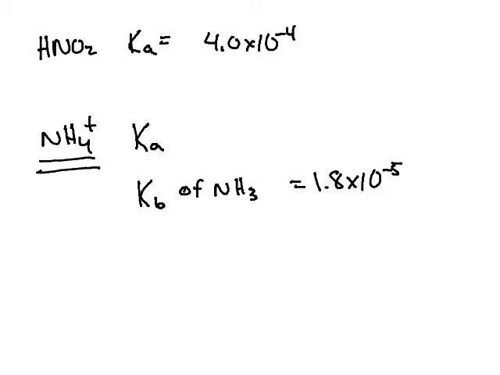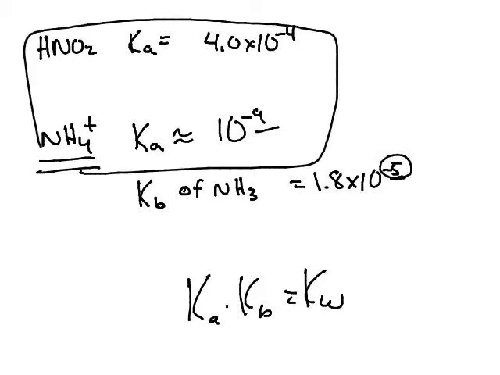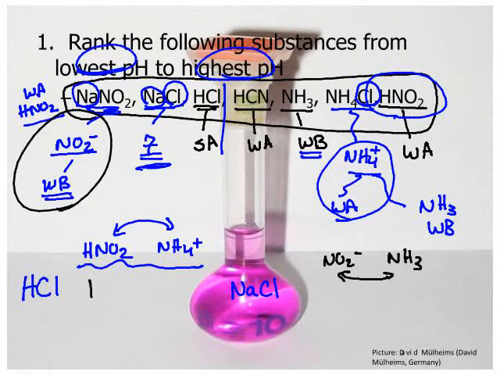I'm going to guesstimate this K, because Ka times Kb equals Kw. Remember, the exponents have to add up to 14. The Ka of this weak acid is going to be about 10 to the minus 9th, because 10 to the minus 9th times 10 to the minus 5th gives 10 to the minus 14th. Looking at this, 10 to the minus 4th is a much bigger number than 10 to the minus 9th, so nitrous acid is a stronger acid than ammonium. Did I do that right? Oh yes, so it's going to be HNO2 and then ammonium.